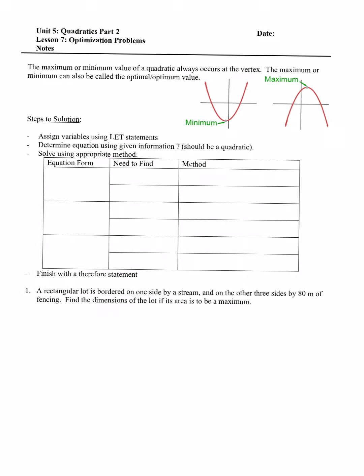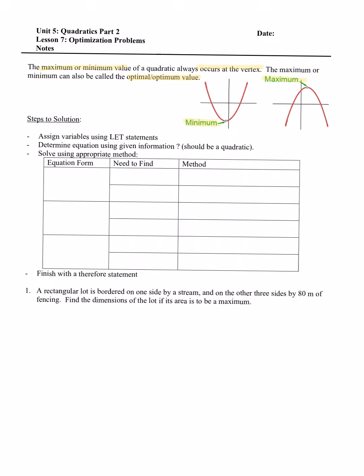So let's just highlight and remember that. The maximum or minimum always occurs at the vertex. The maximum or minimum could also be called our optimum value. So remember, when our parabola opens up, we have a minimum, but that's still our optimum. And when our parabola opens down, we're going to have a maximum for our vertex, considered our optimum.